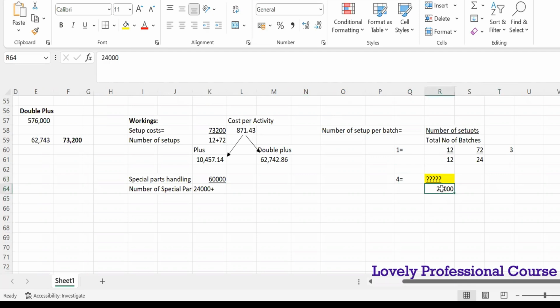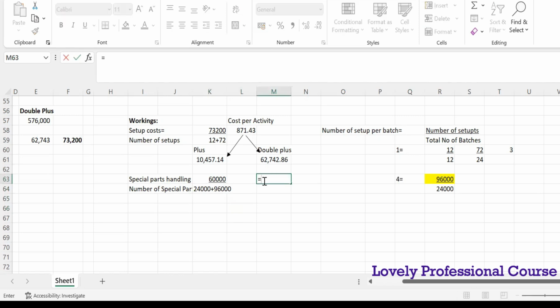So I will take this 24,000 multiplied by 4. 24 is the units produced, multiplied by this 4. I'm going to have 96. So plus here 96.